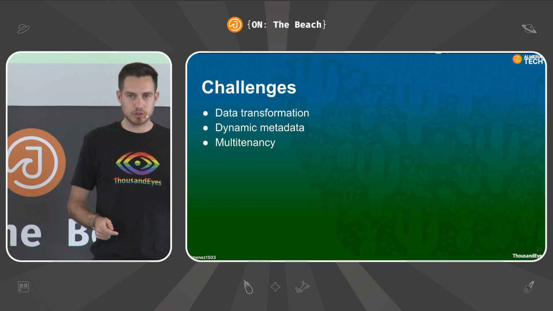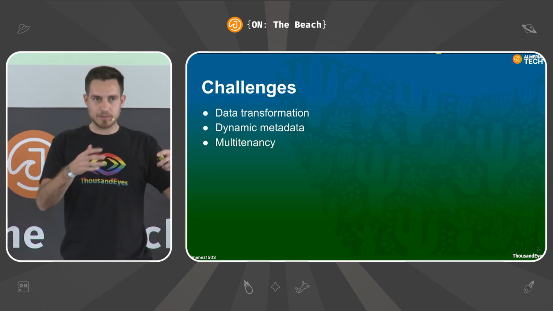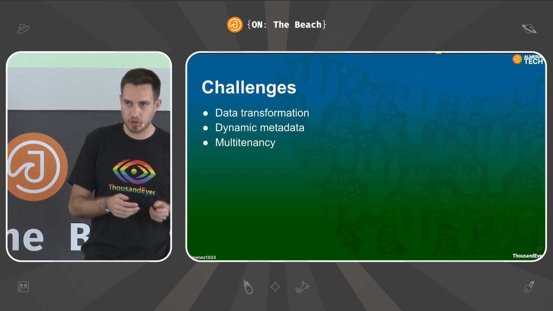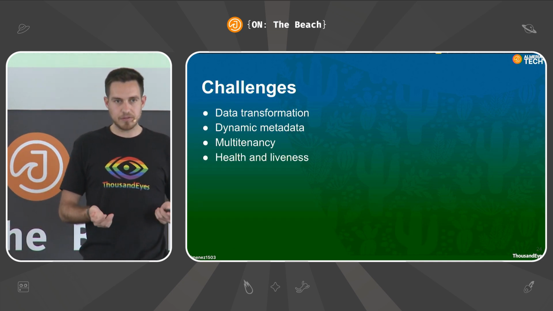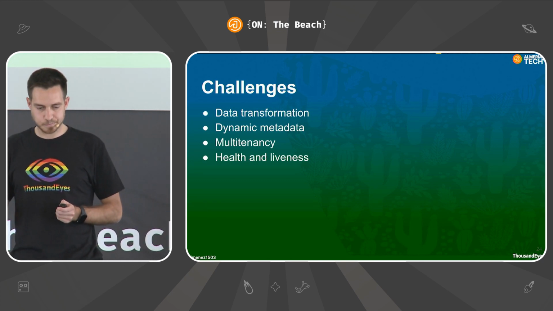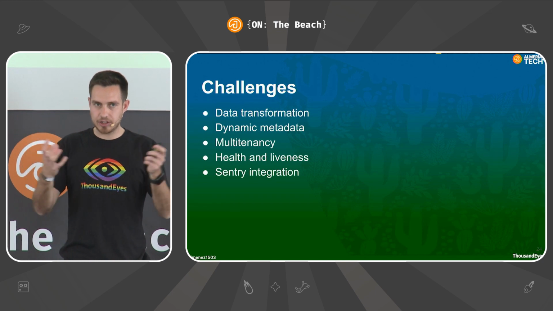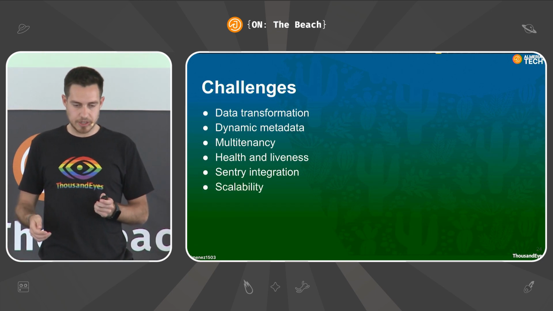Multi-tenancy is quite important also. All our data is going through the same pipeline, and we have customers from different companies receiving that data. We need to make sure that we always send the data to the specific customer. Health and liveliness is also important, as I explained before, to know when the pod is ready. Sentry, to gather any error in a single place. We send all our errors and exceptions to Sentry.